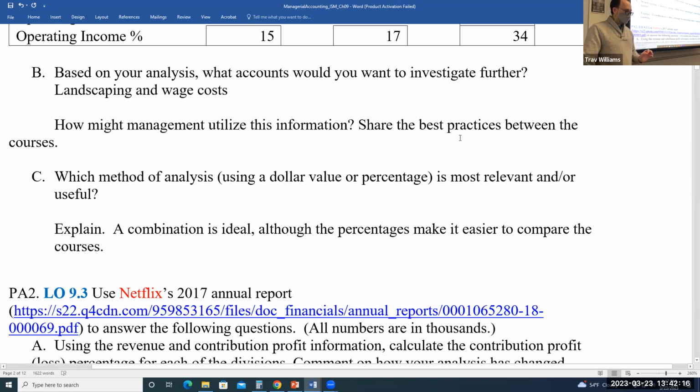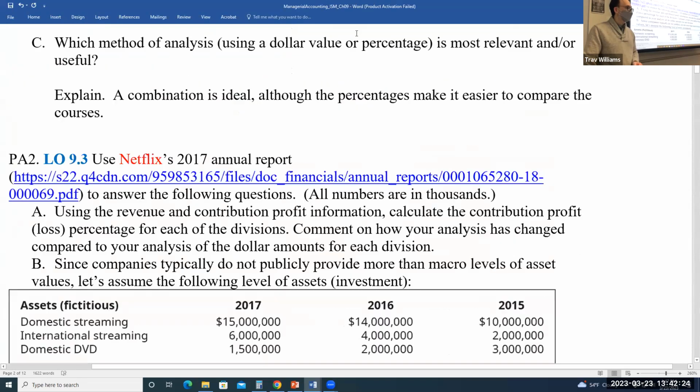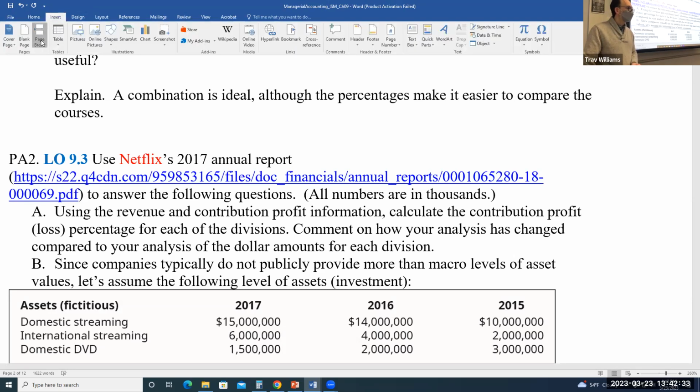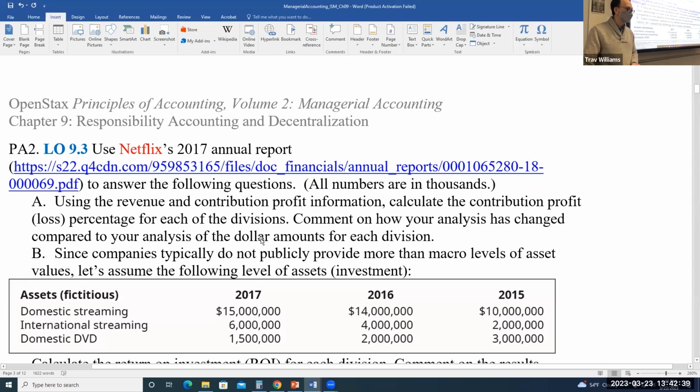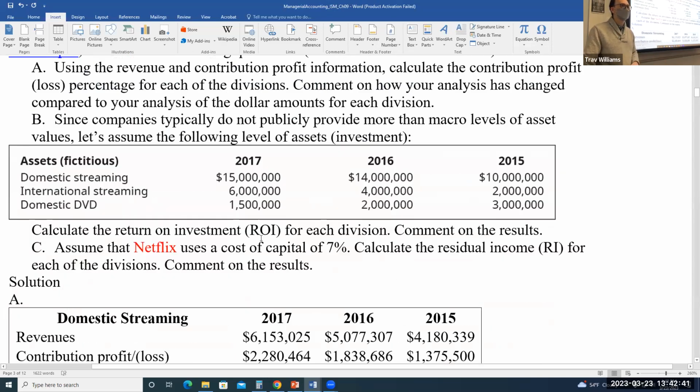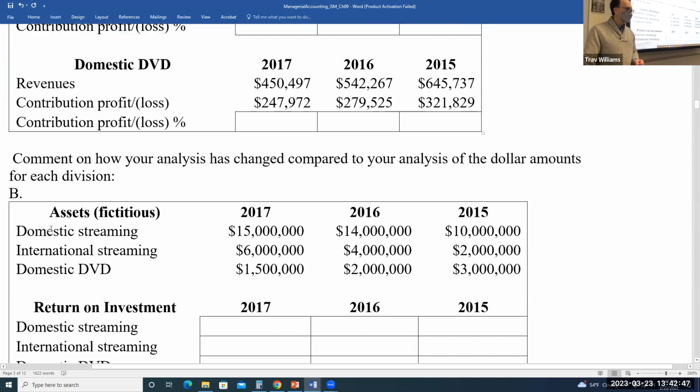Okay. Number 2 has a lot of number crunching. And again, we are going to go through it together because it also requires some analysis, and we can't really do the analysis until we've crunched all the numbers. Now, number 2 is based on actual data from Netflix from 2015 to 2017. And you've probably heard of Netflix, right? Some of the data is not actual. The assets, as it says here, are fictitious because they didn't actually have that information, so they just made up the assets, but everything else is actual.